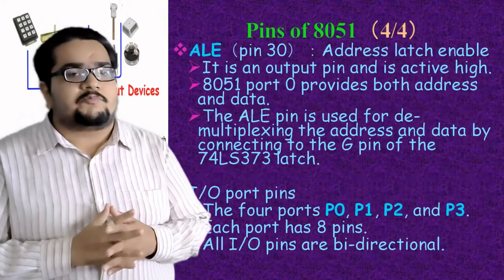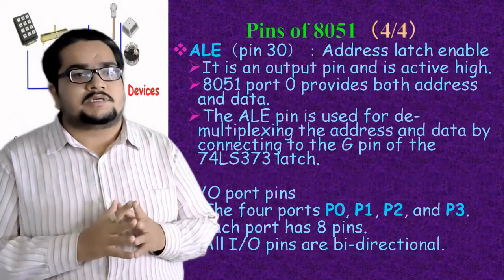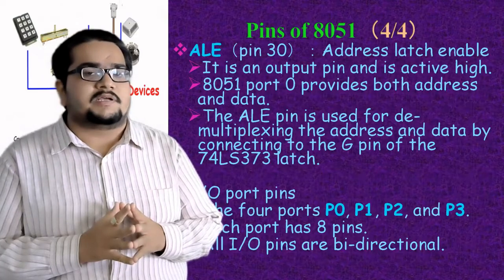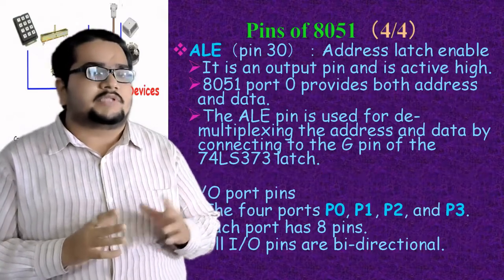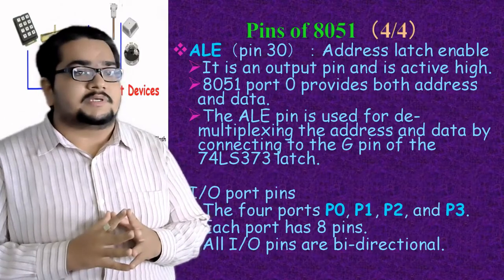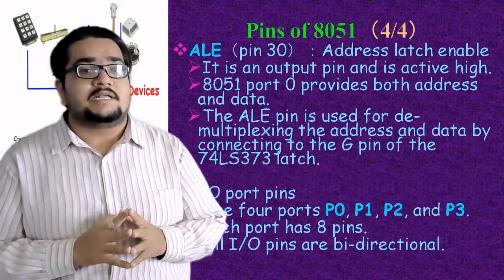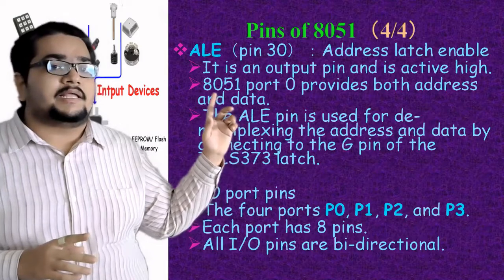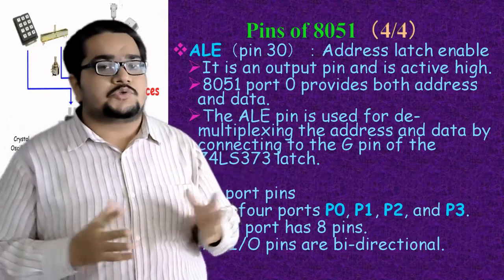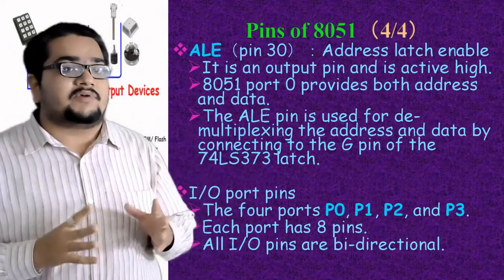So in our last set of pin discussions, the last pins remaining are the ALE pin and then the IO pins. All the IO ports we shall discuss in detail. So here the ALE pin is address latch enable. It is used as an output pin and it is active high.